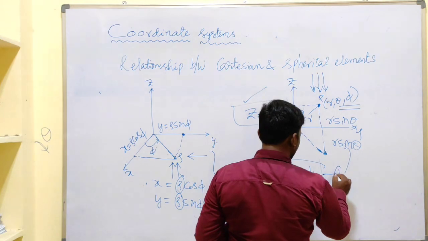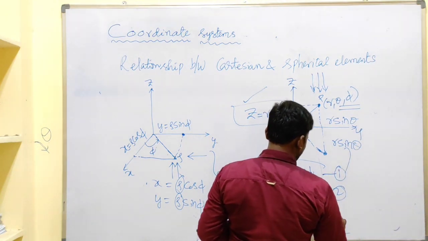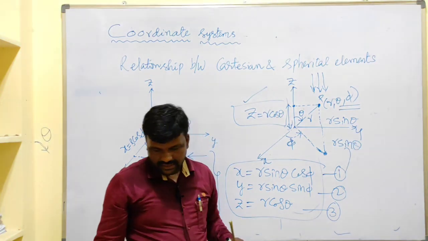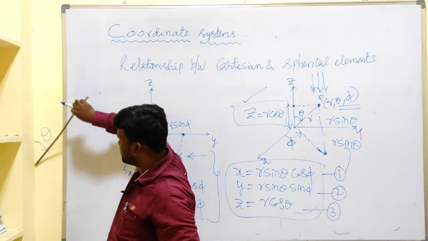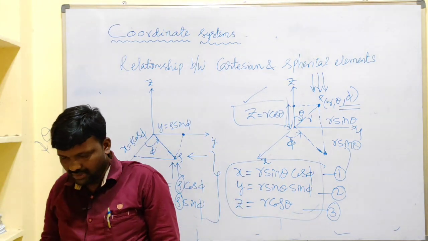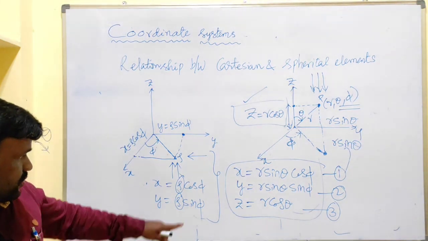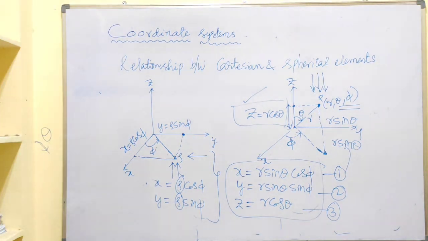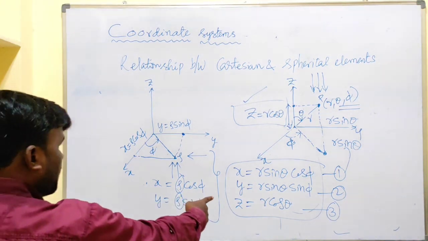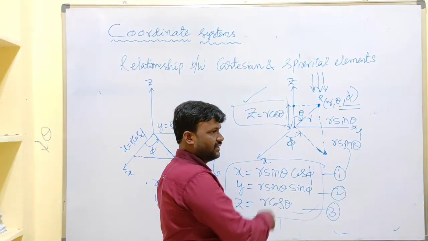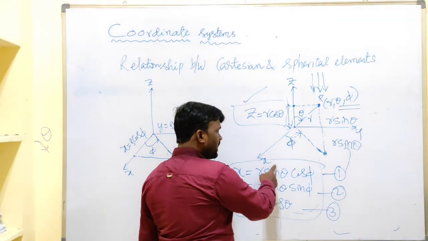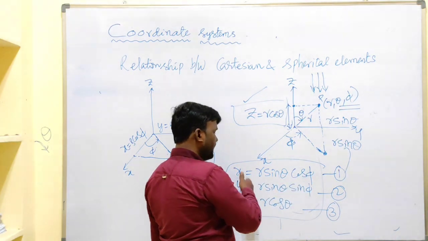Let us call these equation 1, equation 2, equation 3. If you know this component is perfectly projected on the z axis, whereas it is projected in the xy plane, then the relationship between x, y, z is very easy to understand. These three equations represent x, y, z in terms of r, theta, phi. This means if you know r, theta, phi, we can find x, y, z.